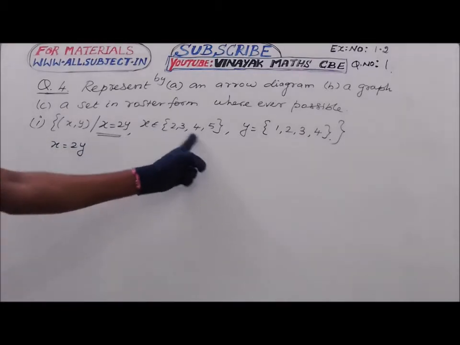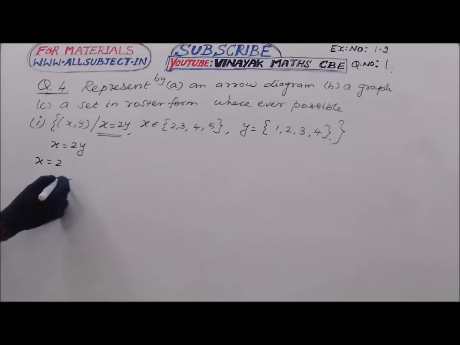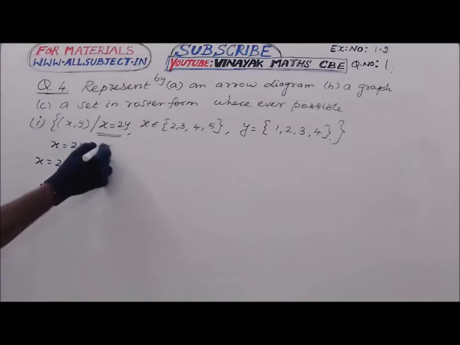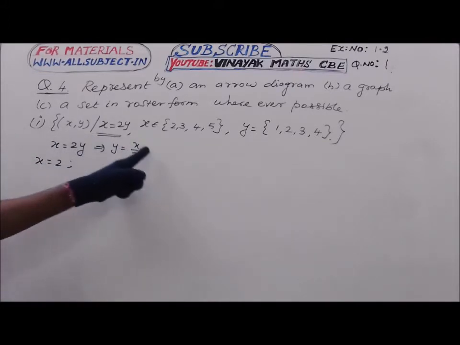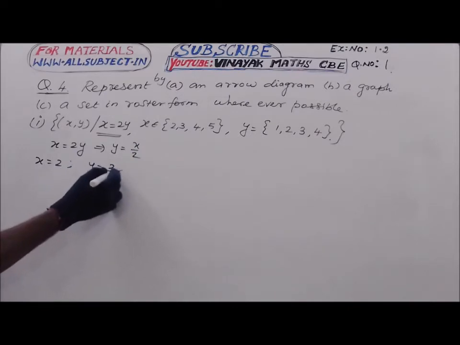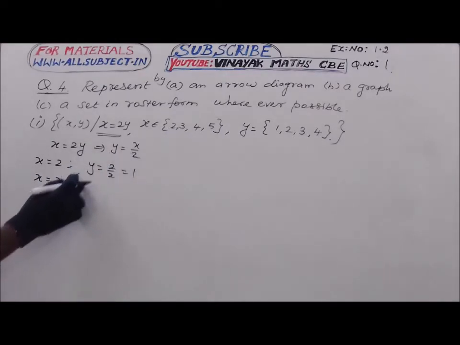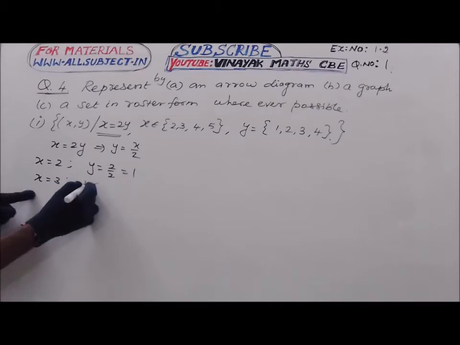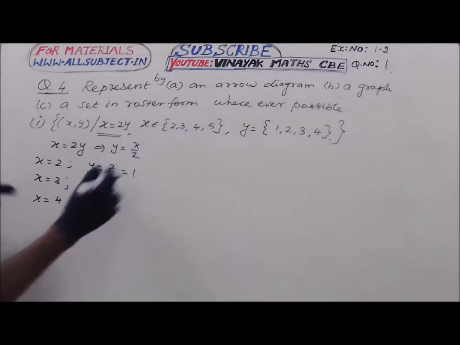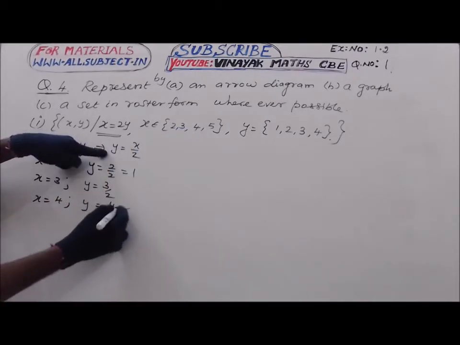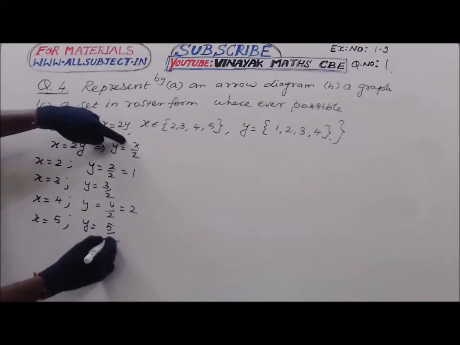Now the x values are taken from the set {2, 3, 4, 5}. We can simplify this as y equals x by 2. Substituting x equals 2, we get y equals 2 by 2 equals 1. For x equals 3, y equals 3 by 2. Substituting x equals 4, the next element, y equals 4 by 2 equals 2. And x equals 5 implies y equals 5 by 2.